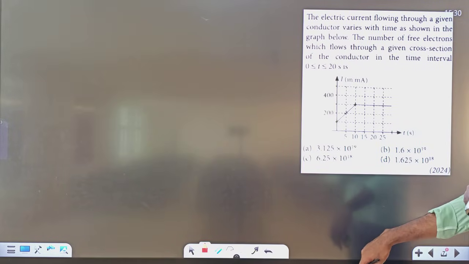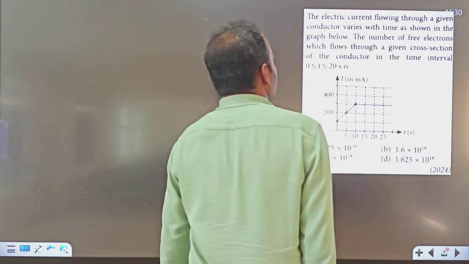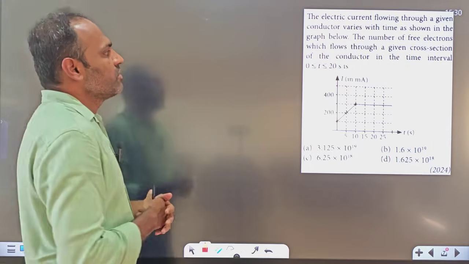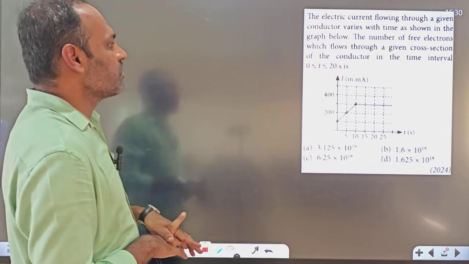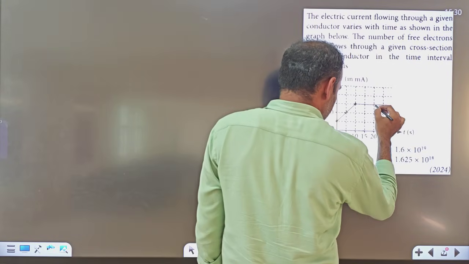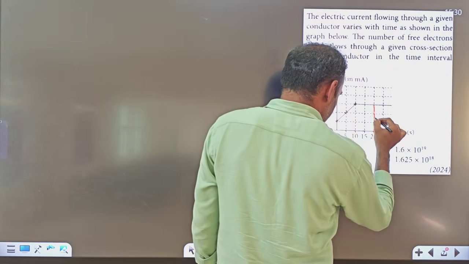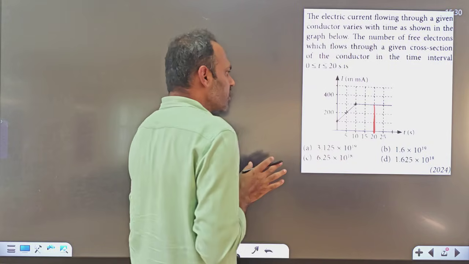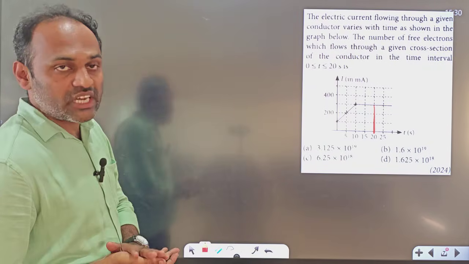The electric current flowing through a given conductor varies with the time as shown in the graph below. The number of free electrons which flows through a given cross section of the conductor in the time interval 0 to 20 seconds. Only up till 20 seconds they are asking. This is 20 seconds. What we have to do? We have to calculate the number of charges.